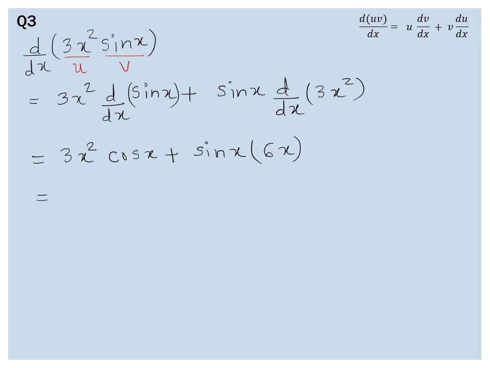Simplifying further and writing in simple form. So from this we can have 3x as common, and what is left here is x into cos x from the first term and plus 2 times sin x from the second term, and this is the required solution.